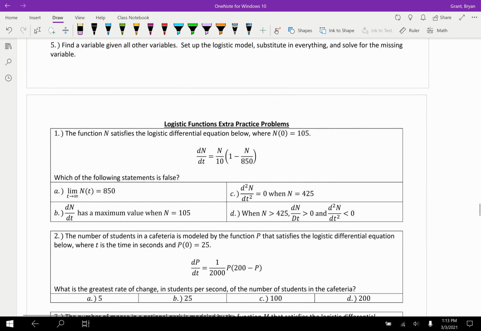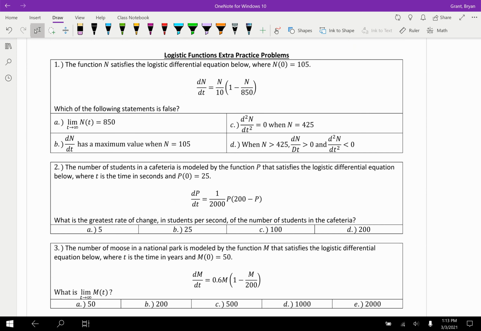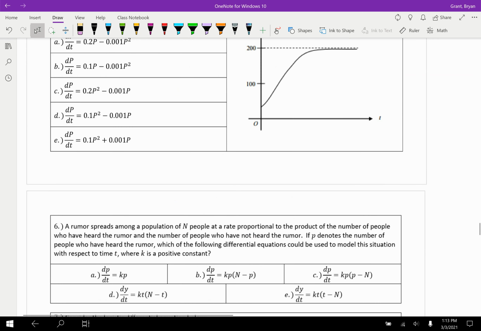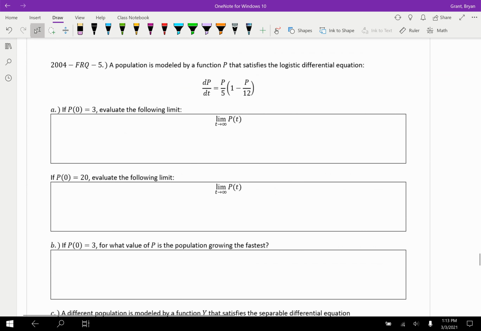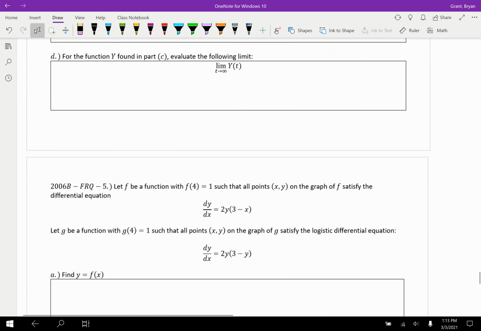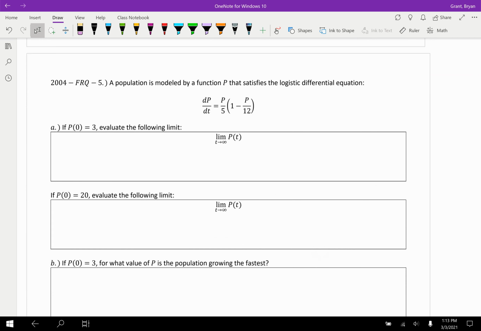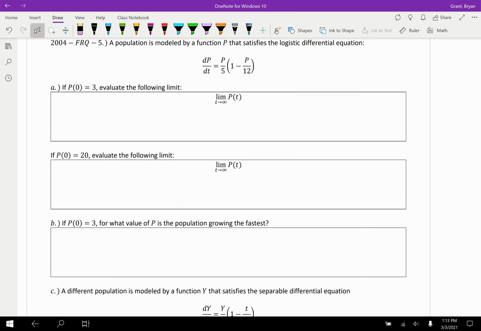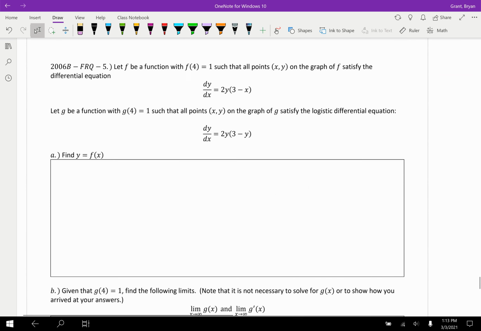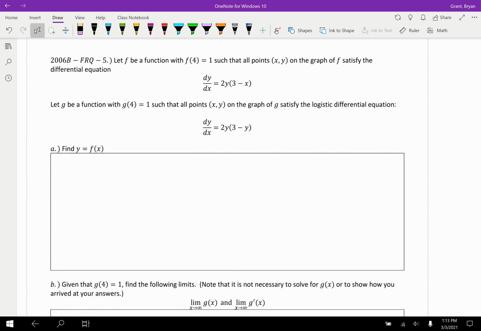Okay, so the rest of this packet has a combination of multiple choice questions that I've taken from past exams, and then at the very end, the last 2 pages, I have 2 free responses. This one's from 2004, and this one's 2006. I haven't seen a full free response on logistic equations since 2006. That was actually the year I graduated high school. So that has been quite some time now. So I would not stress, but they can come up, right? They could totally give you a full free response on one of these.